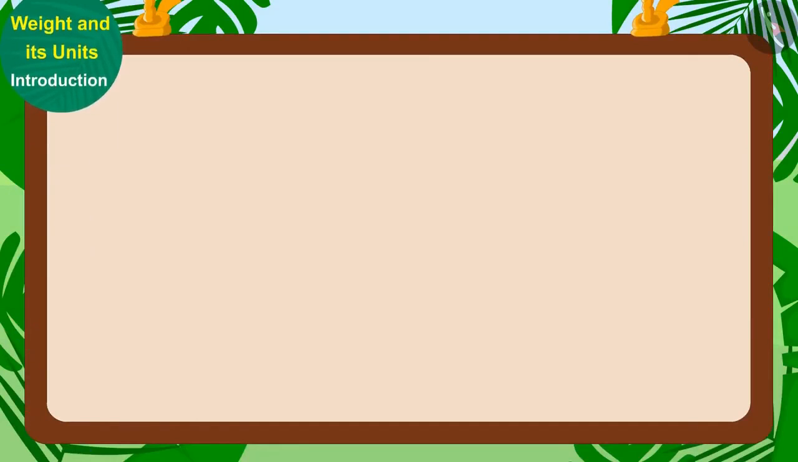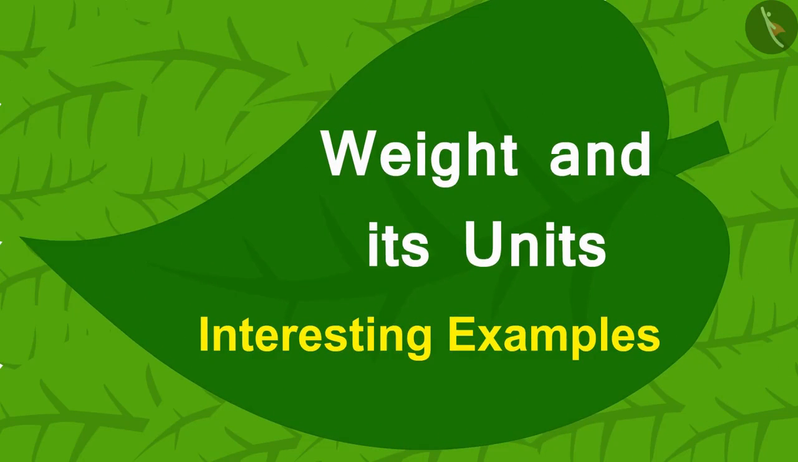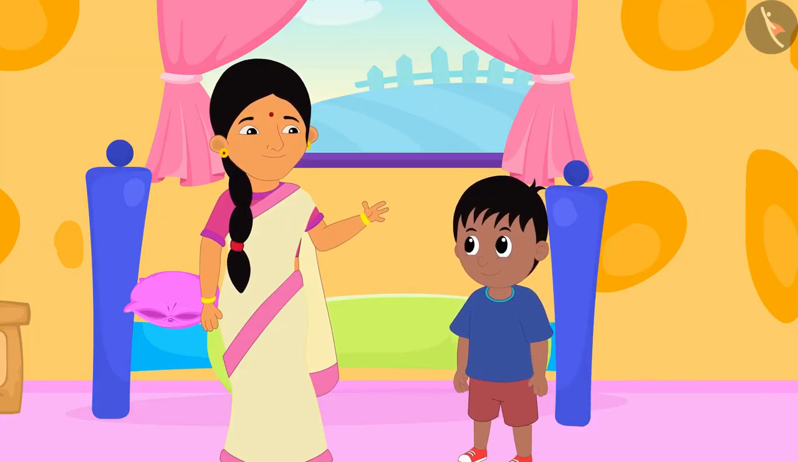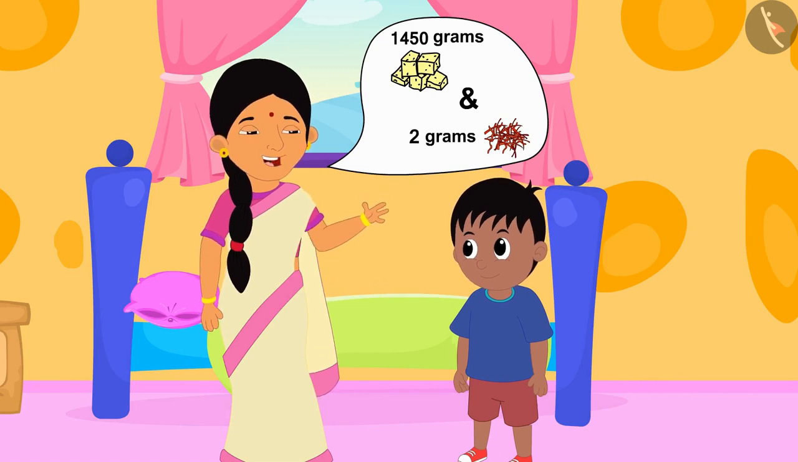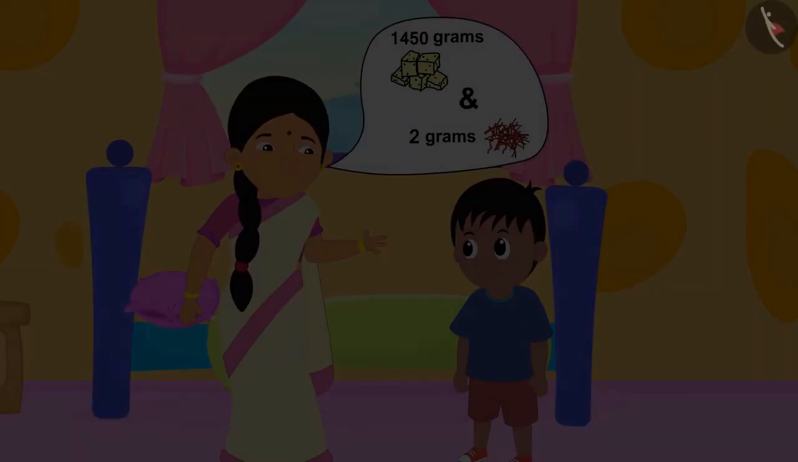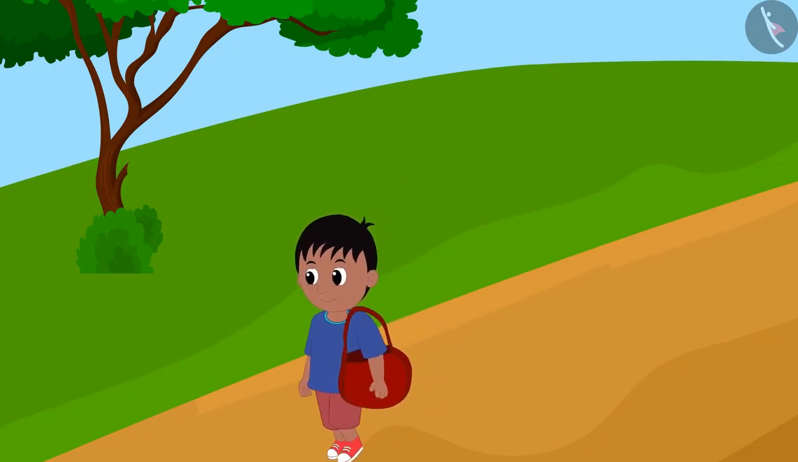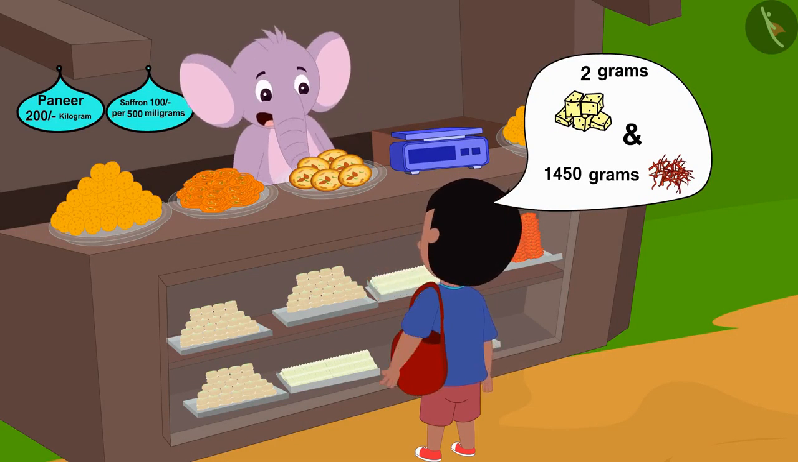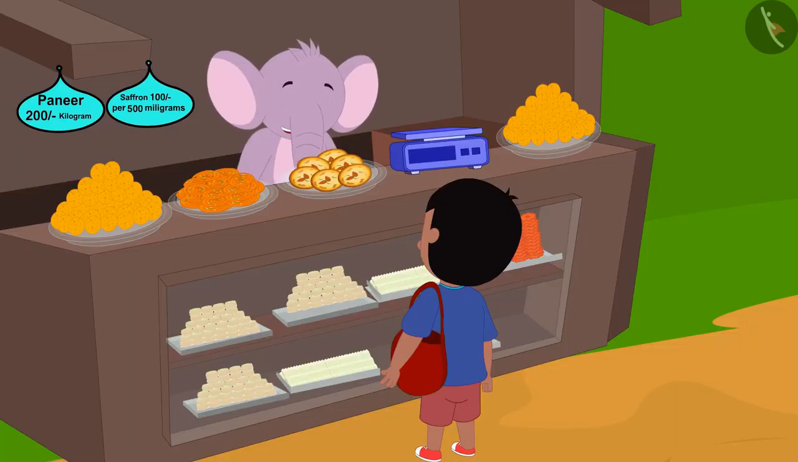Hello kids! In the last video, we learned about weight and its units. In this video, we will learn more about it by some interesting examples. Raju's mother asked him to buy 1450 grams of paneer and 2 grams of saffron from Appu's shop. Raju kept playing on the way and finally reached Appu's shop. I want 2 grams of paneer and 1450 grams of saffron, Raju told Appu. Appu laughed.